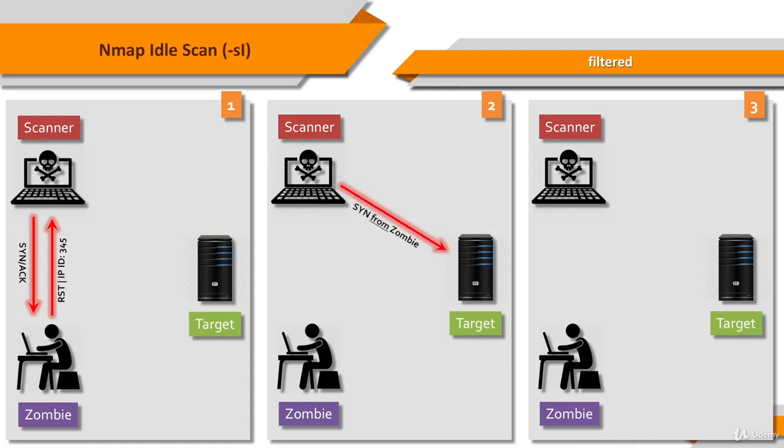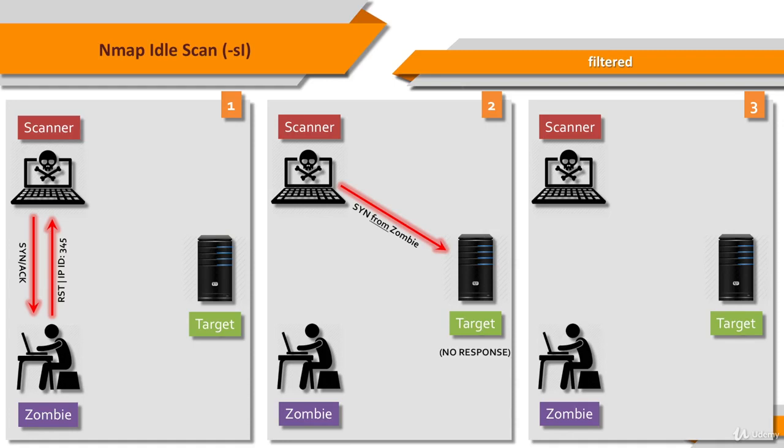The second step is to forge a SYN packet from the zombie to the target system. The target, filtering its port, ignores the SYN that appears to come from the zombie. The zombie is unaware that anything happened, so its IP ID remains the same.